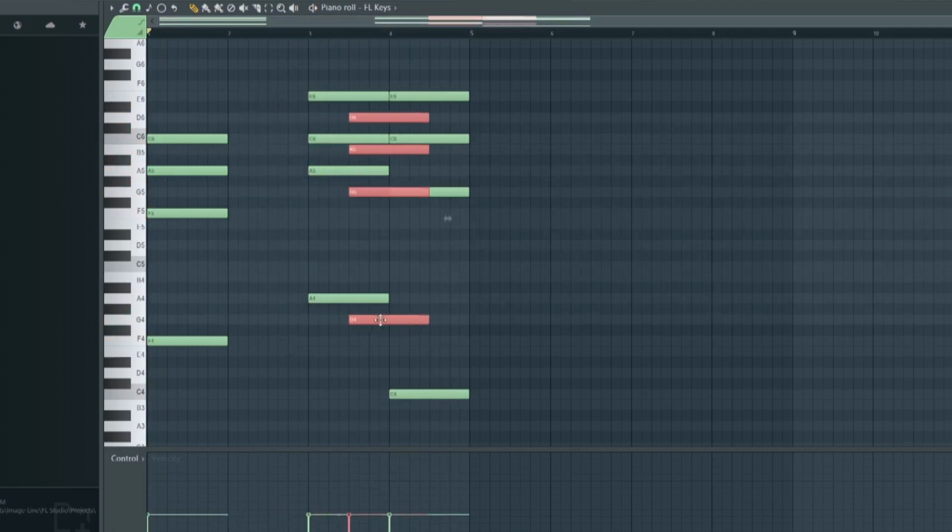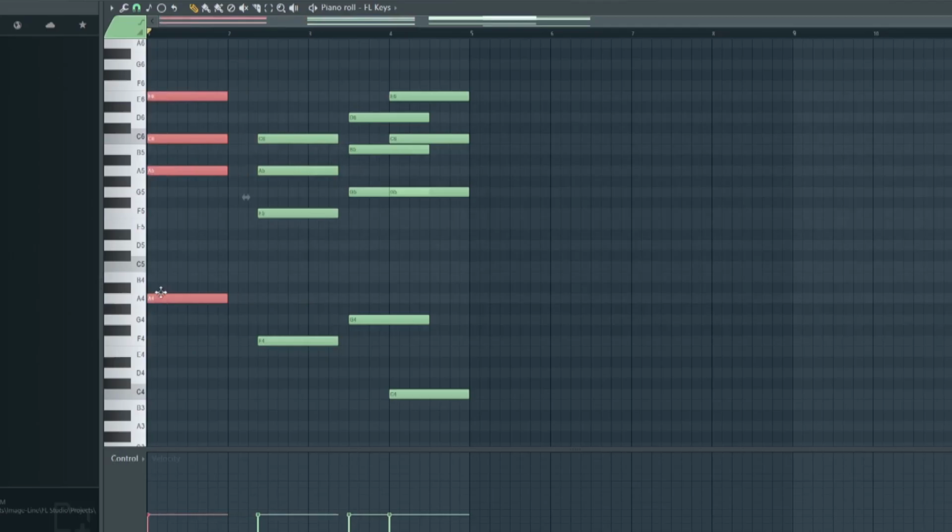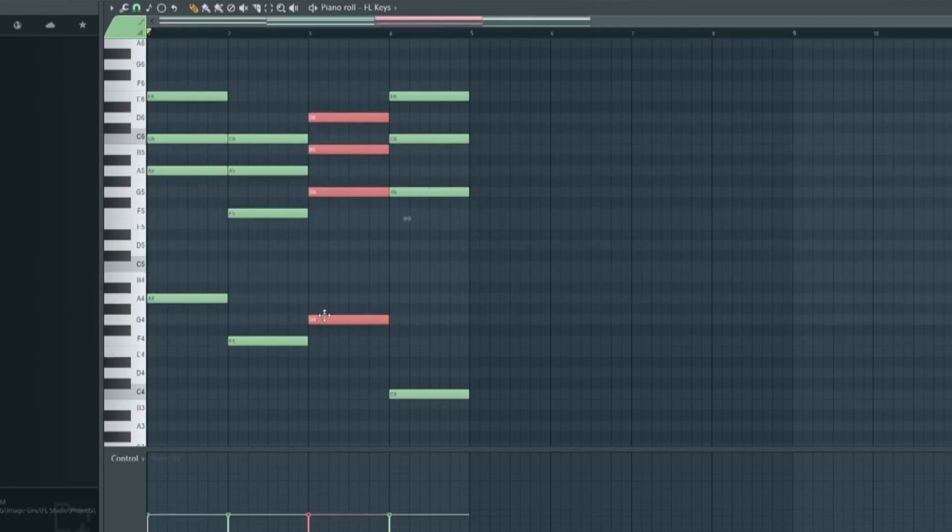Alright, so far as we keep the tonic at the end, we can switch up the progression in any given order and we'll still have our hopeful progression. So here is the 6, 4, 5, 1, and it still sounds hopeful.